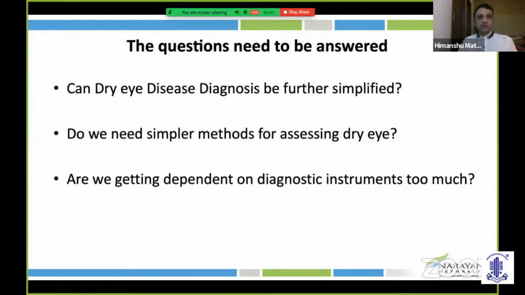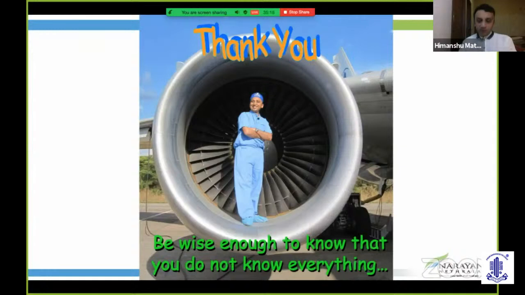Finally, I close with these questions: can dry eye diagnosis be further simplified, rather than keeping it elite and reserved for specialized people only? Because this problem is much more pronounced than what we think. Do we need a simpler method of assessing dry eye? Because with more and more instruments, we are getting more and more dependent on instruments. Are there ways in which we can use a simple technique or a few simple techniques in our outpatient to detect dry eye more efficiently? With this, I would conclude, and my future speakers would take up the cue from here. Thank you very much.